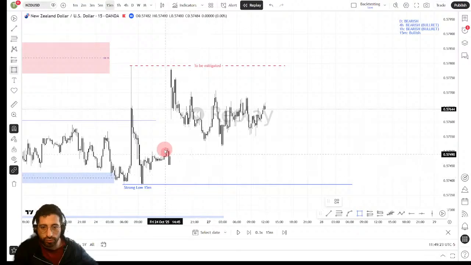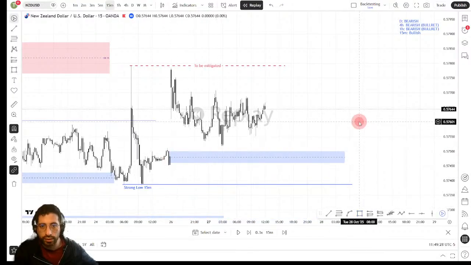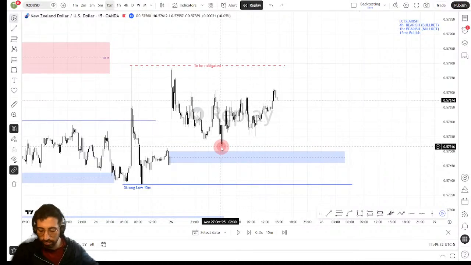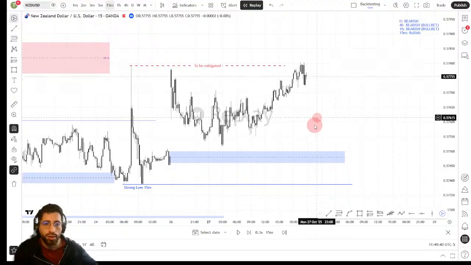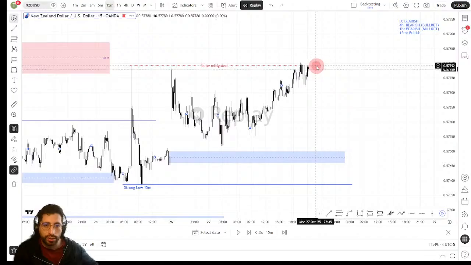All right, so for those of you who are looking for a possible entry area, here it is. So we have plenty of liquidity here prior to the entry point. We're going to wait for the price to get there. All right, it didn't do it. It's normal, you know.